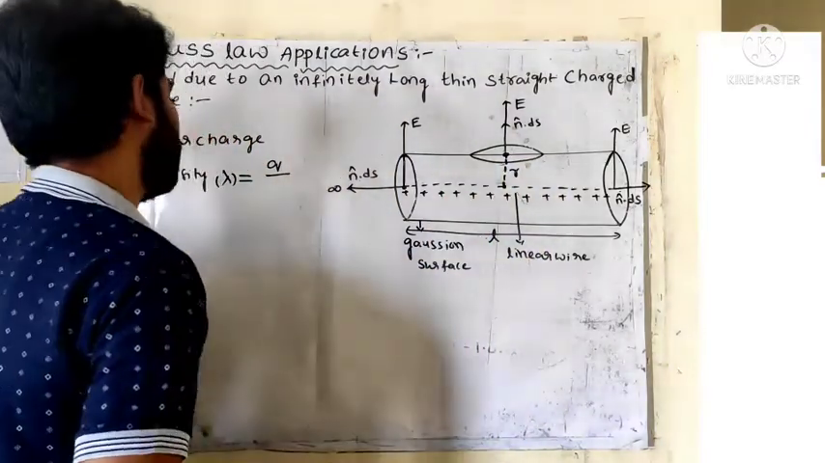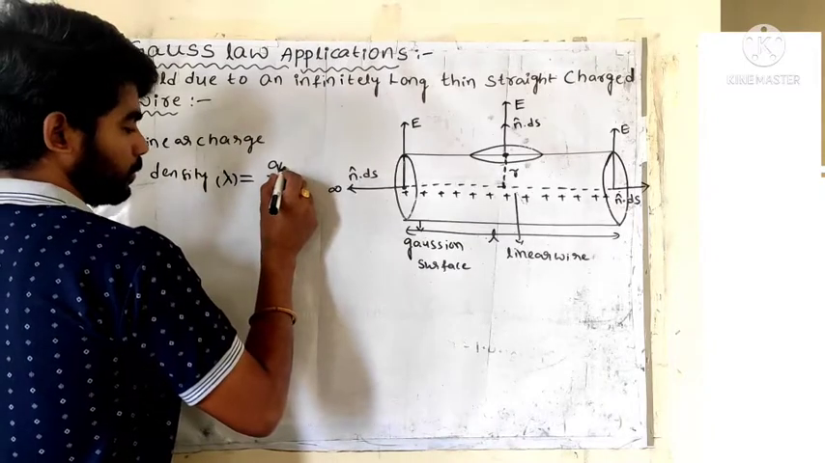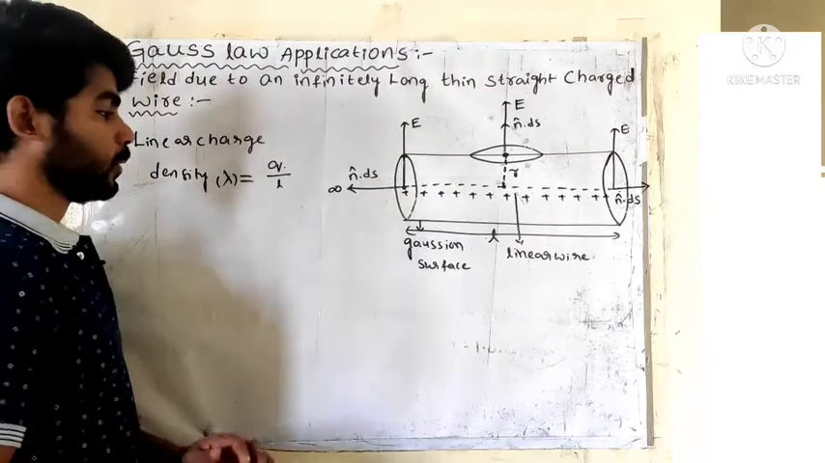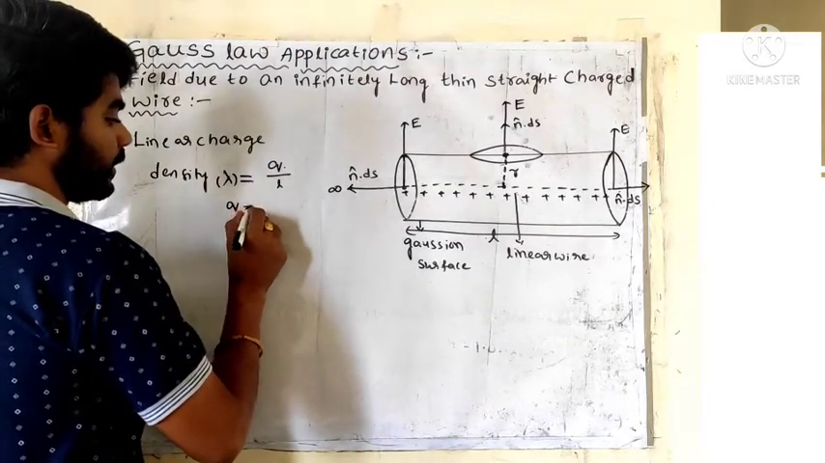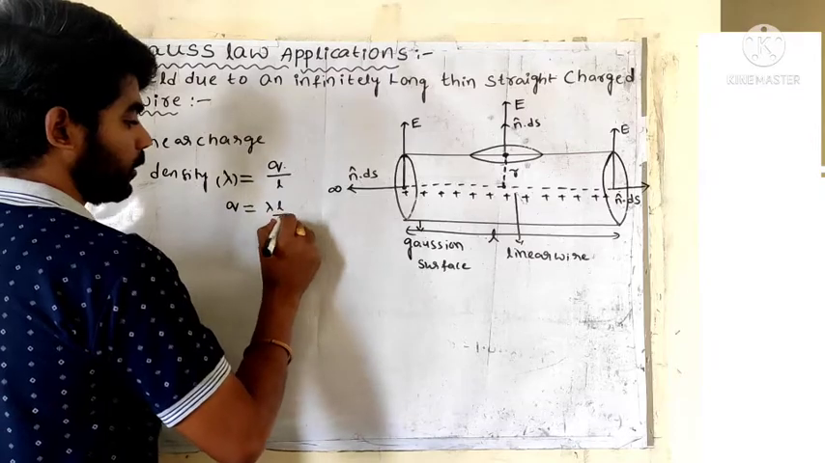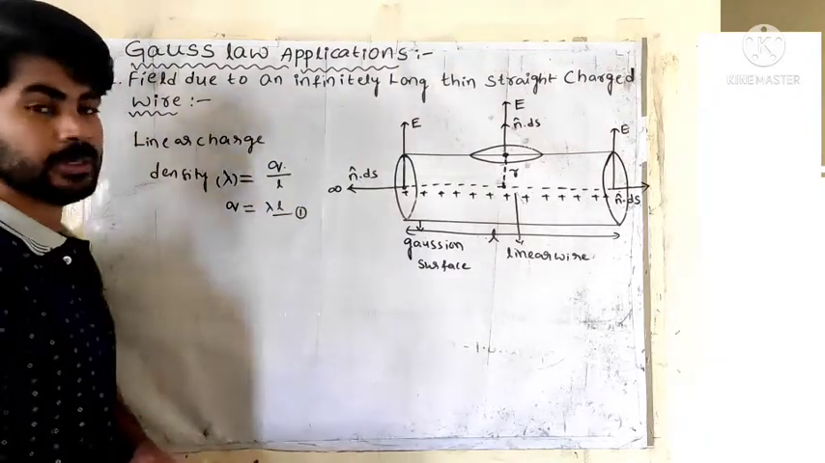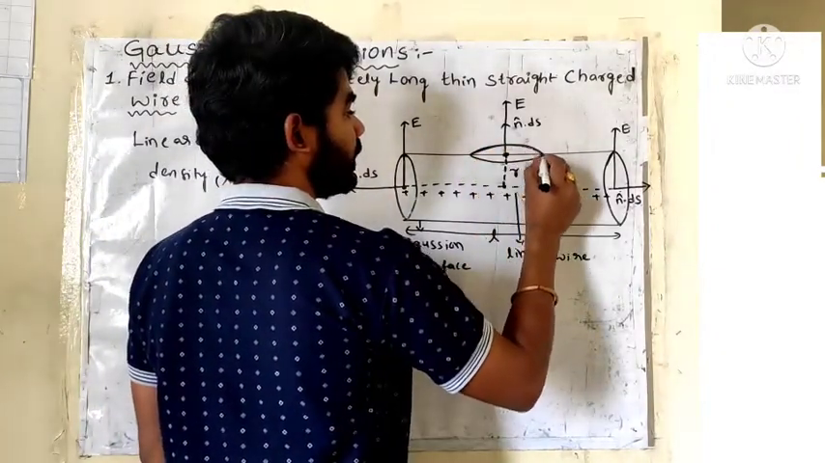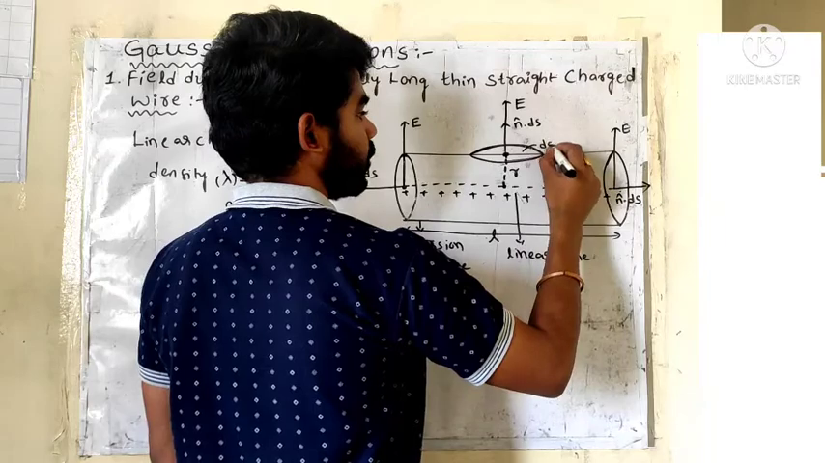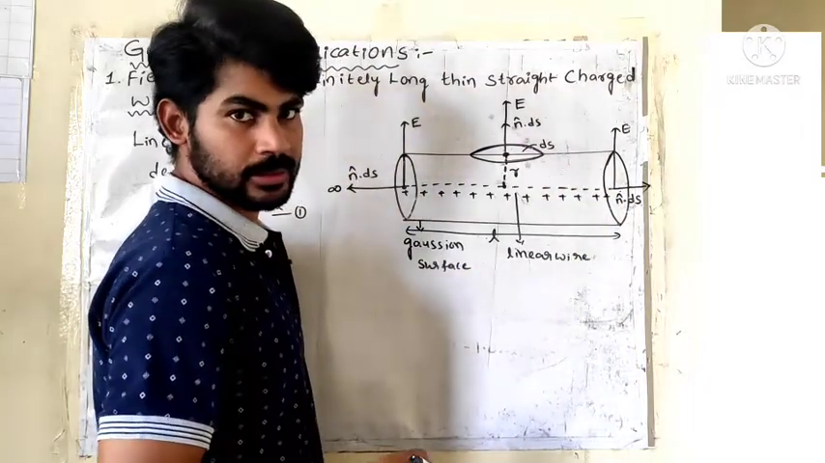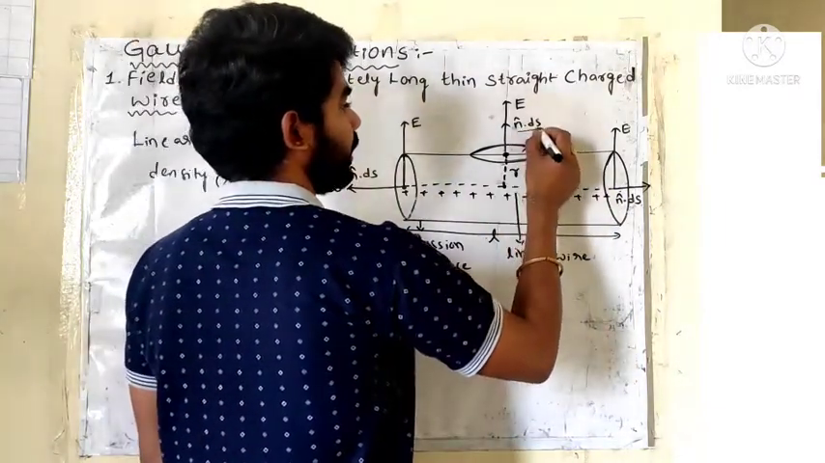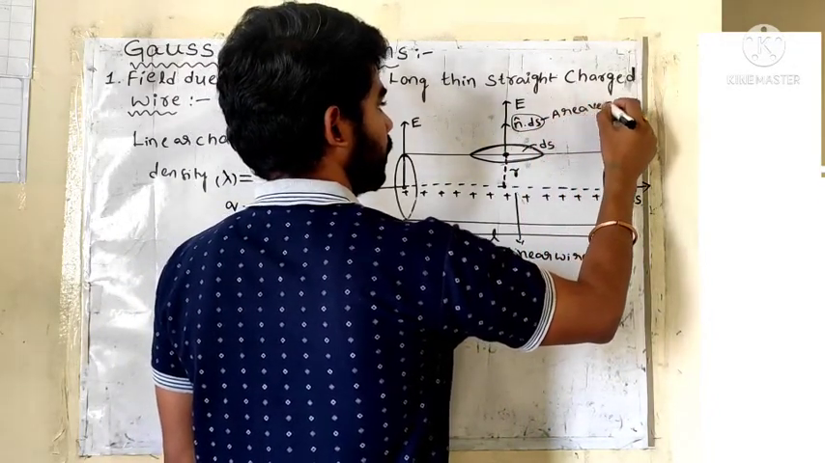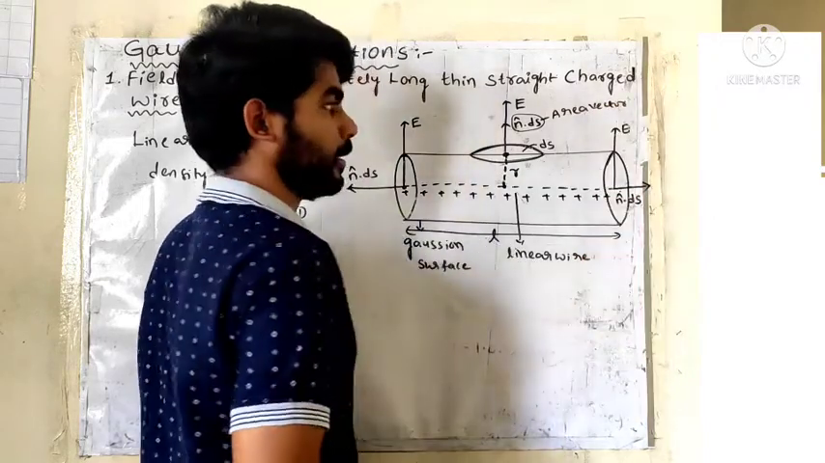Lambda is equal to charge per unit length, and the length is L. So from this equation we can write Q is equal to lambda into L. I am calling this equation 1. Here I am taking a very small unit surface area ds. At that ds area I am drawing a perpendicular line, so this is the area vector.